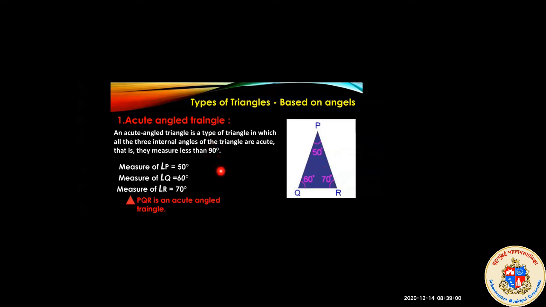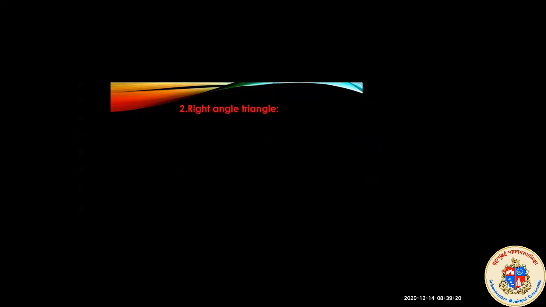This week, the concept of the acute angle, we know that when it is less than 90 degrees, it will be an acute angle triangle. Okay. So this triangle PQR is an acute angle triangle because all the angles are less than 90 degrees. Now the second is the right angle triangle.